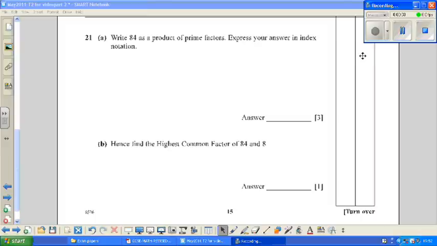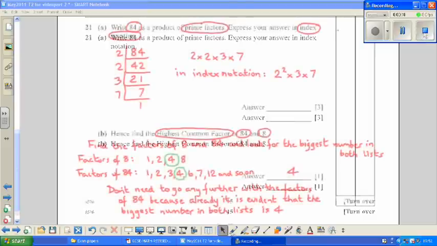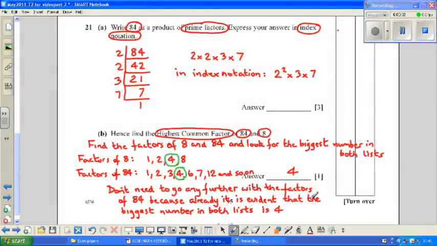Okay, question 21A and B. So again, if you could stop the video and have a look at those, try them out, and we'll go through the answers in a minute. Okay, so we've got question 21A. It says write 84 as a product of prime factors and give your answer in index notation.